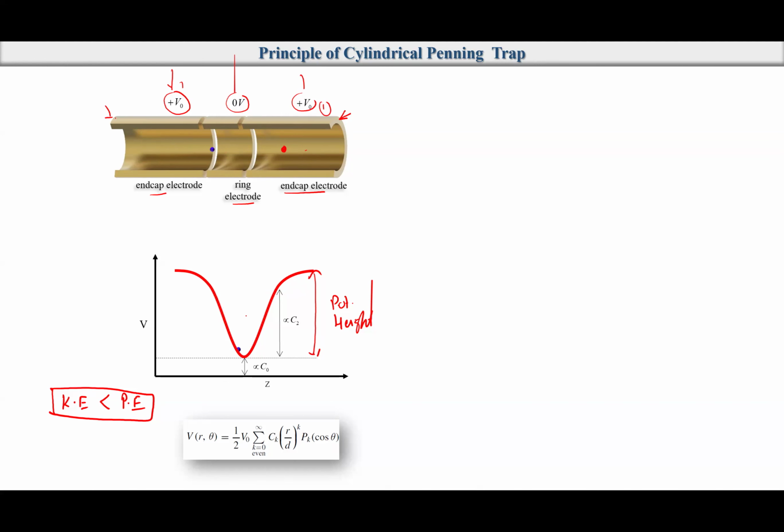But of course, this particle can escape radially outward. And for that, what we do is apply a magnetic field. Look at here, this magnetic field we apply. And because of this magnetic field, this particle is going to rotate in a circle. And this is the way we can create a three-dimensional trapping.